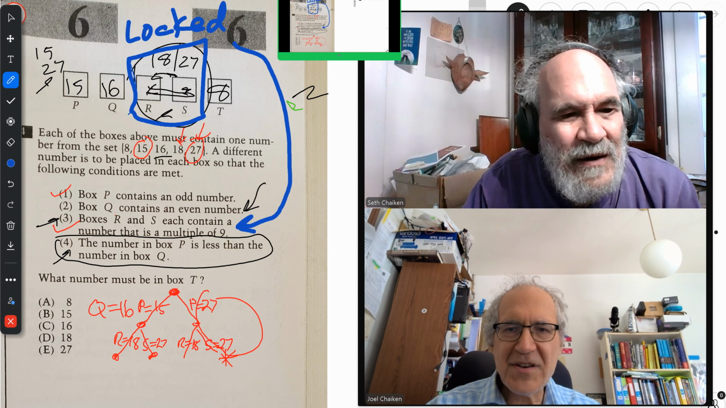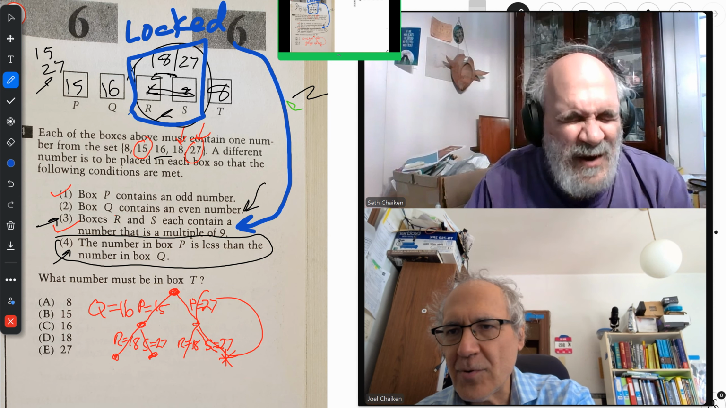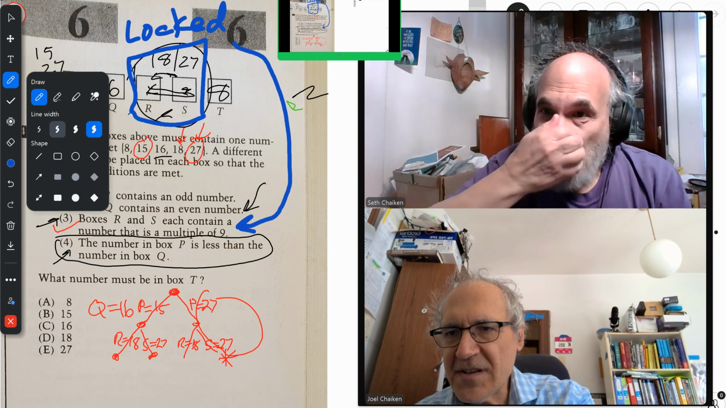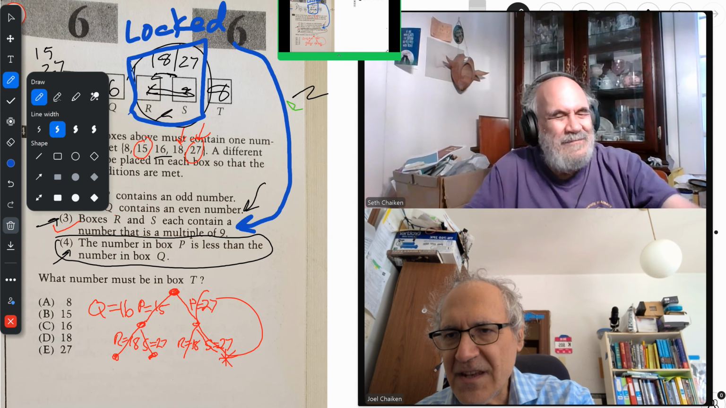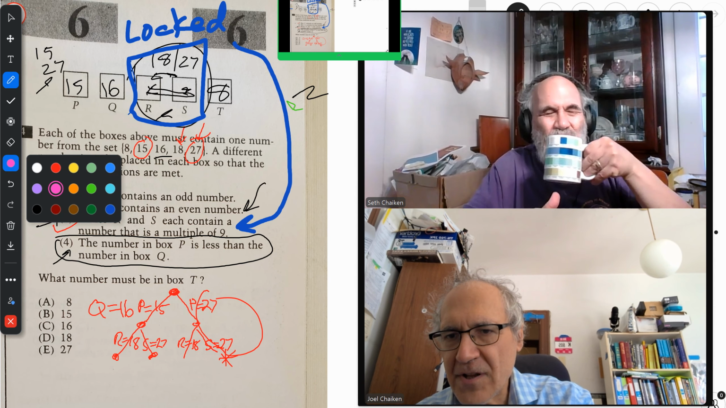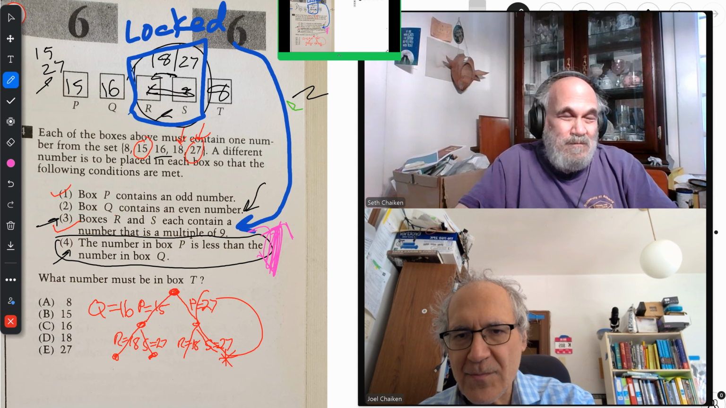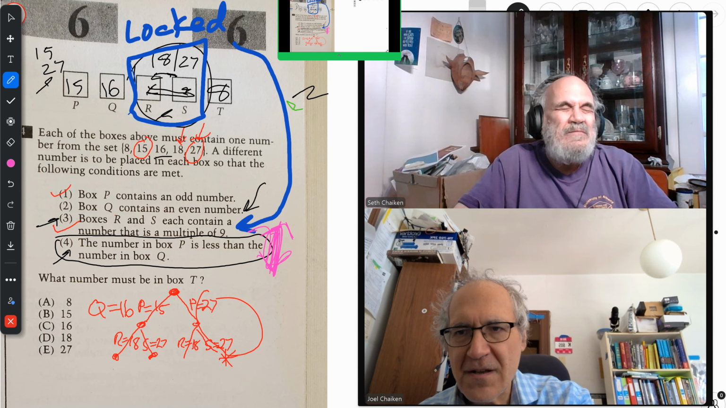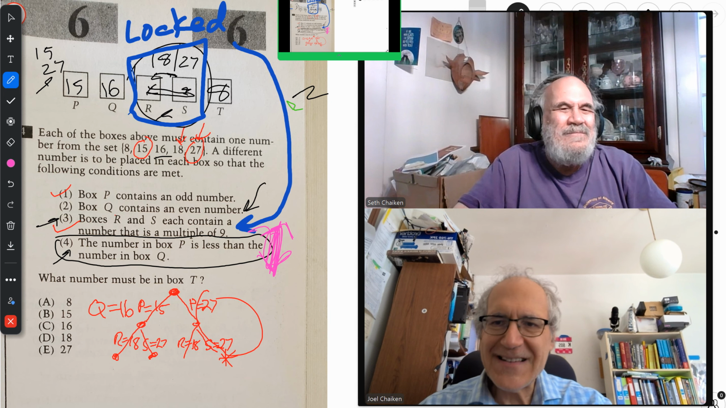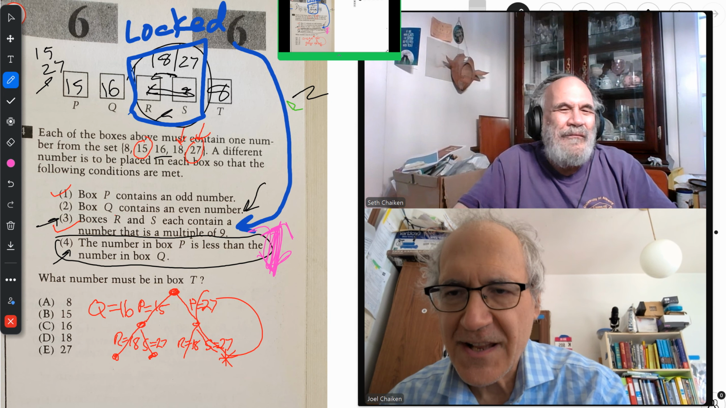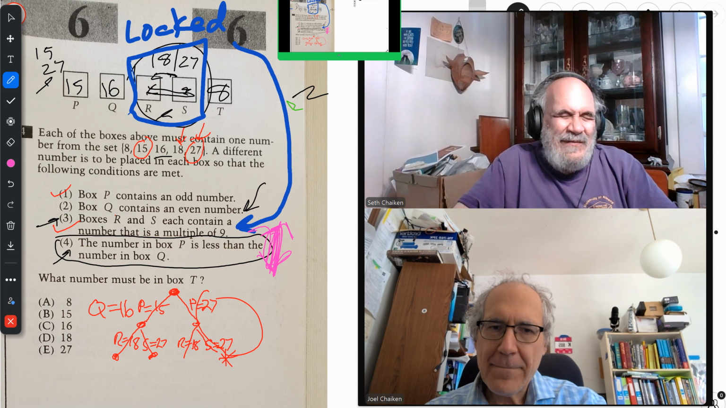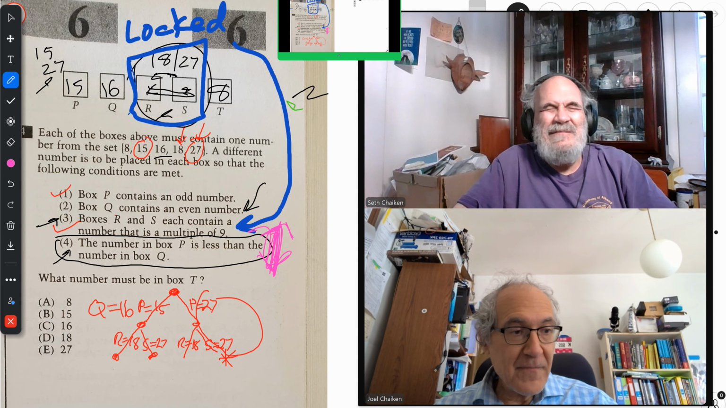Right. So they sort of play games with you. It was important to start with these constraints down here. These constraints seemed like they gave us more information faster. Yeah. But we needed to combine 4 and 1 to get P. Yeah. Very good. It's a good puzzle.